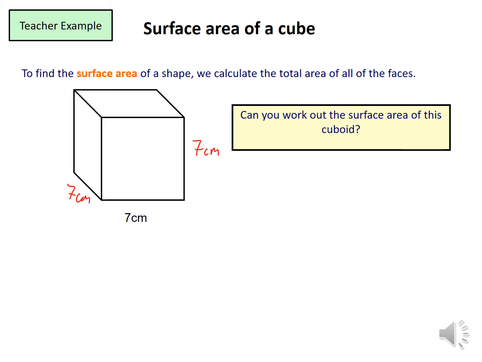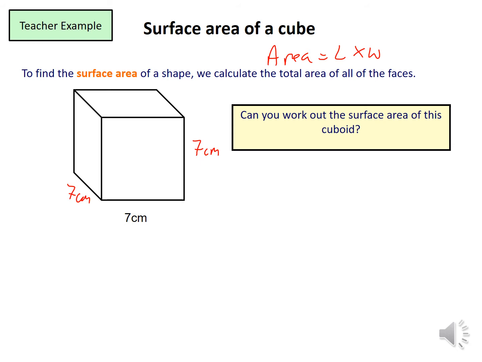So let's recall our formula for calculating area. Area is equal to length times width. So what I'm going to do is calculate the area for each of these surfaces, add them all up, and it will give us the total surface area of this cube.